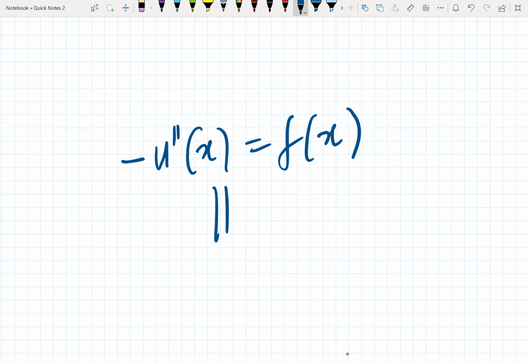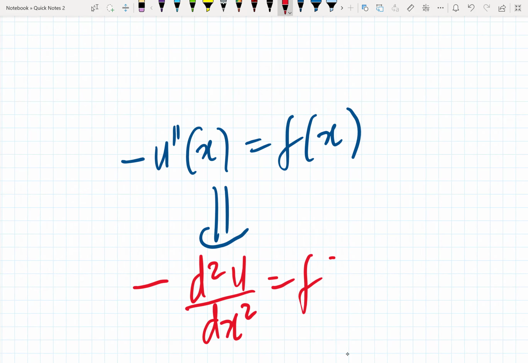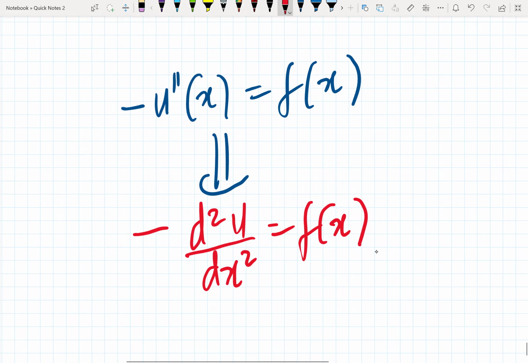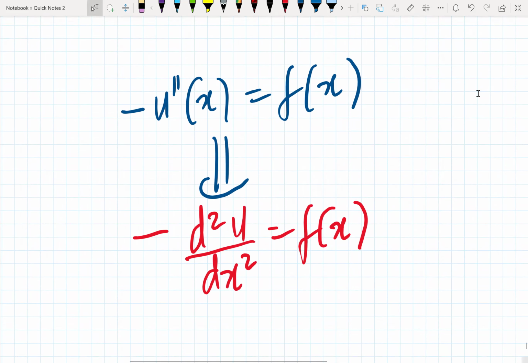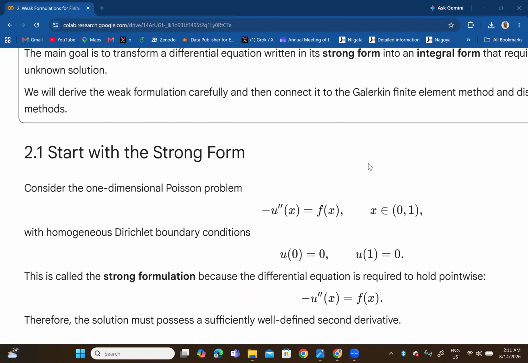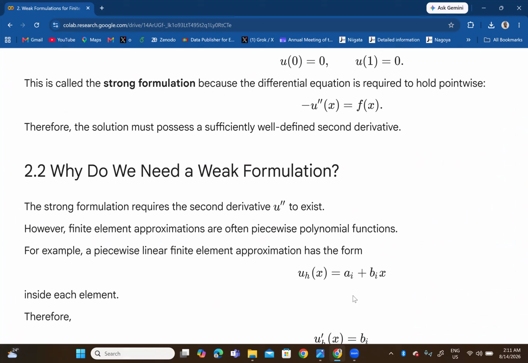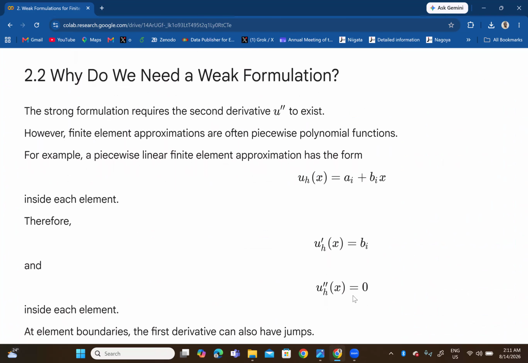It can also be rewritten as minus d squared u dx squared equals f of x. So it's a second order expression, and then it is equal to a particular f of x. So some kind of forcing term, if you like, or some function of x, not necessarily a forcing term. Therefore, the solution must possess a sufficiently well-defined second derivative. So that's the deal.